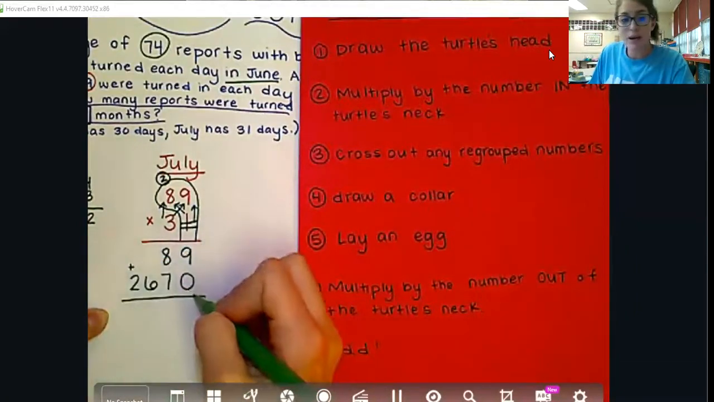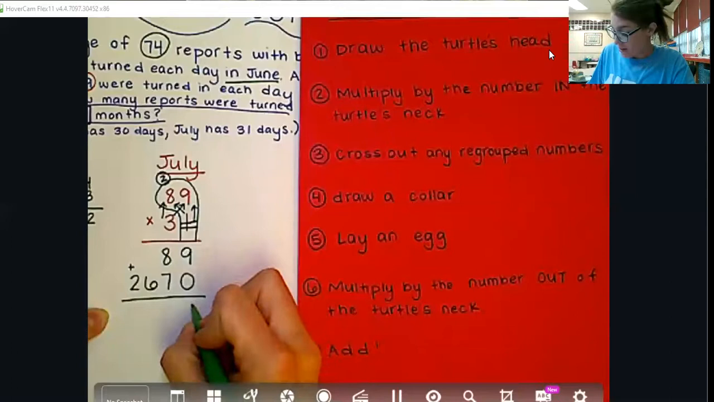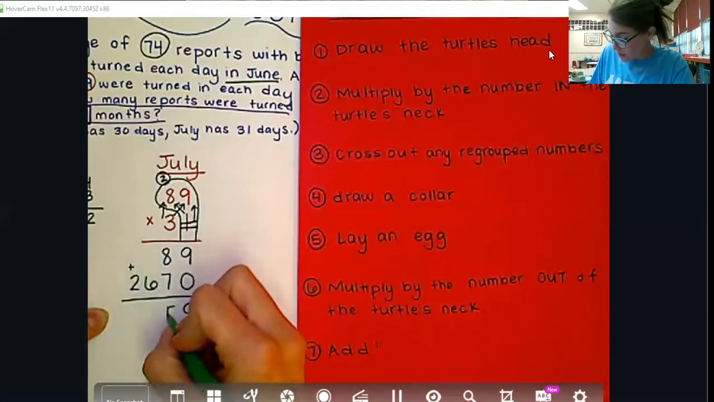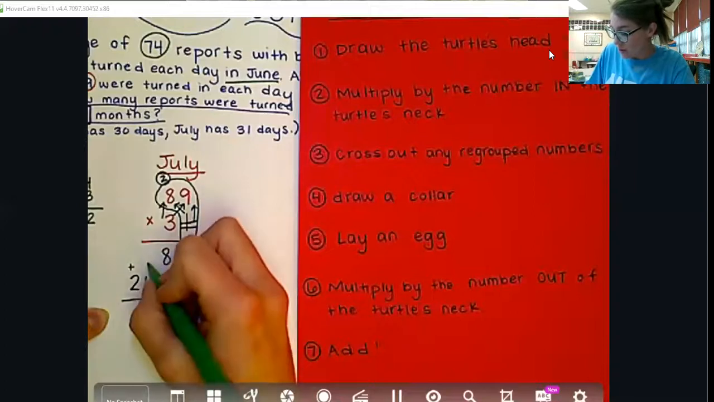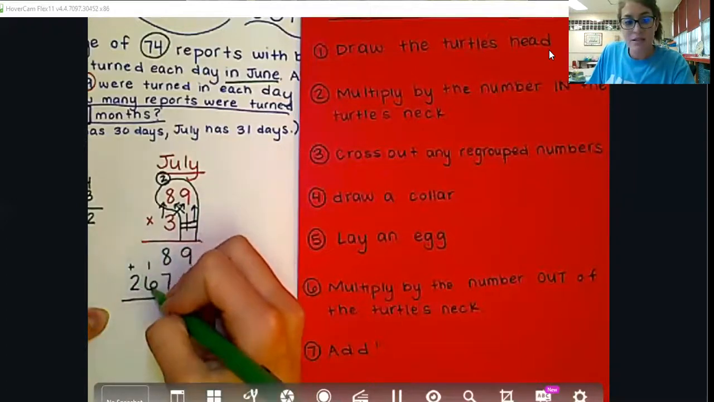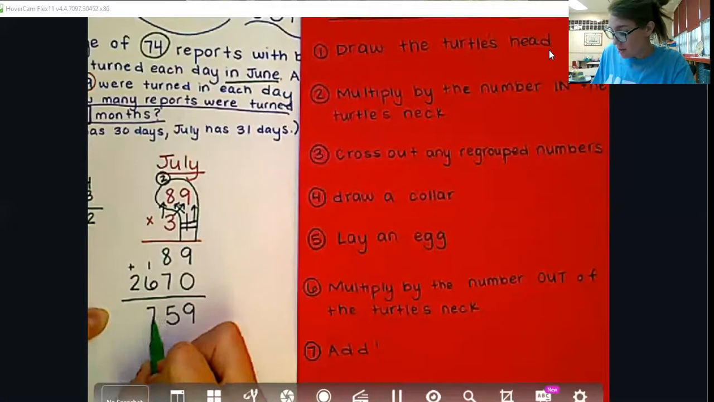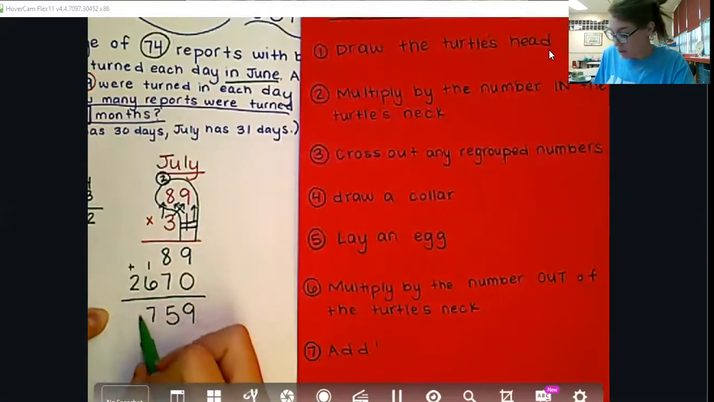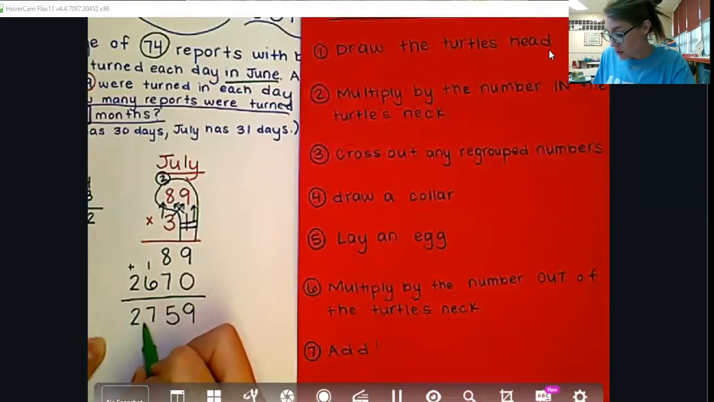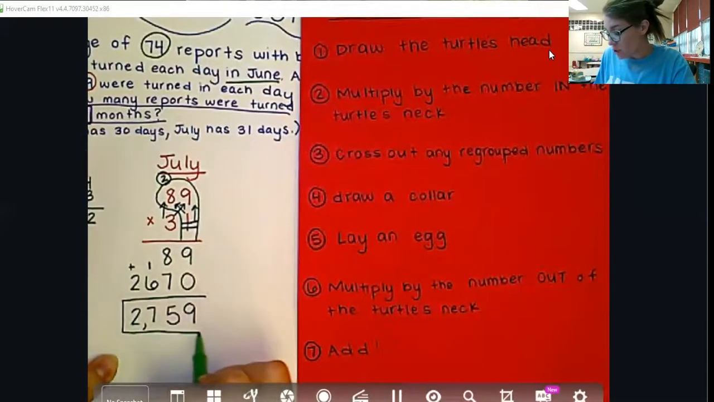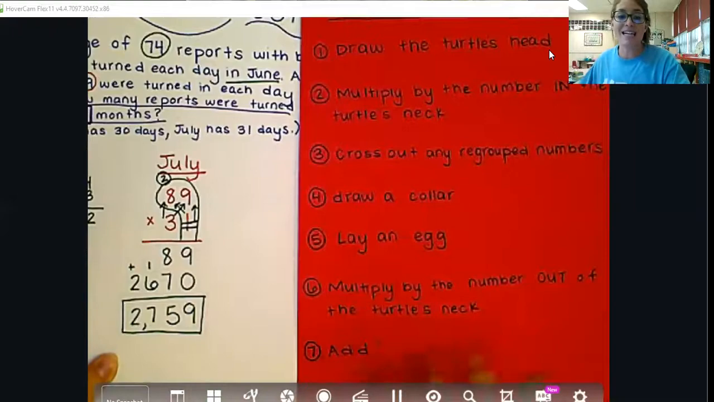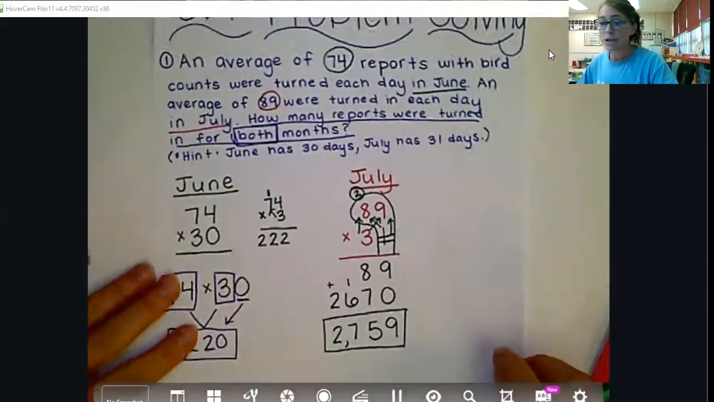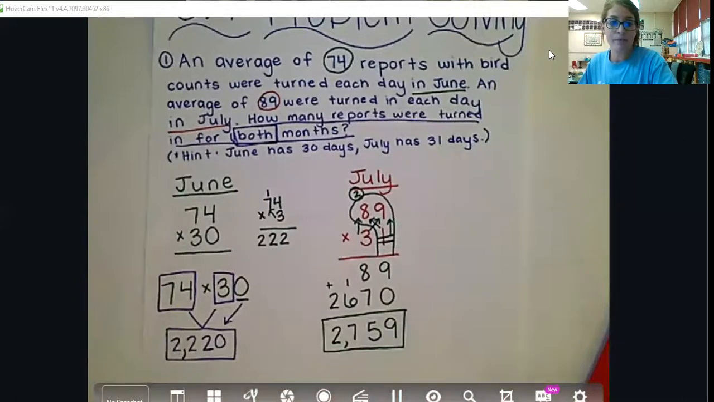So 9 plus 0 is 9. Very good. 8 plus 7. Wonderful. 15. So 5, carry the 1. 1 plus 6. 7. Very good. And then 2 plus nothing is 2. Very good. So in July, there were 2,759 reports turned in.